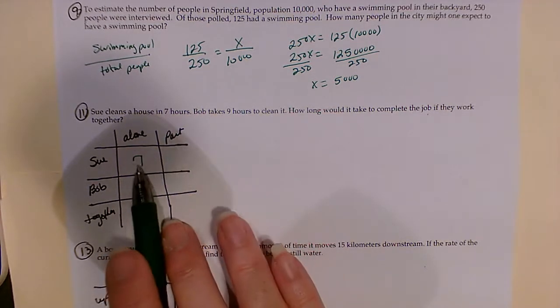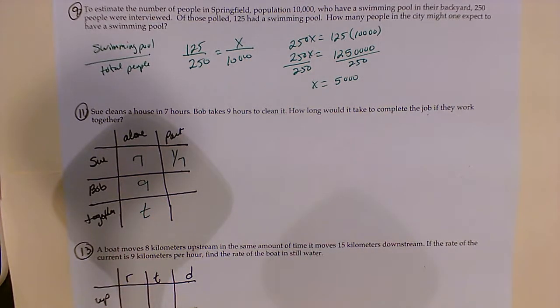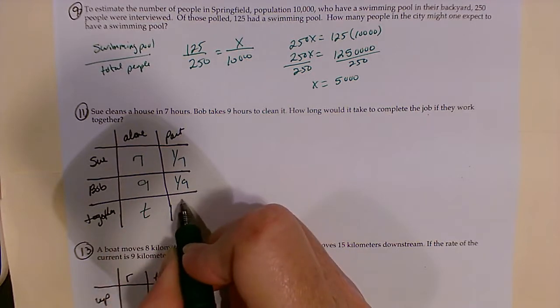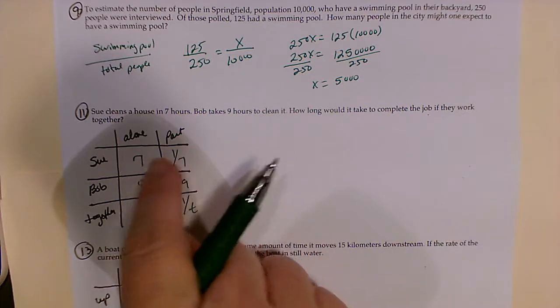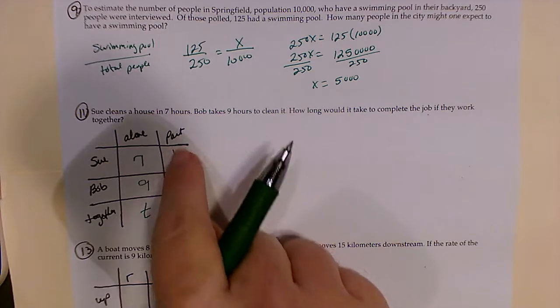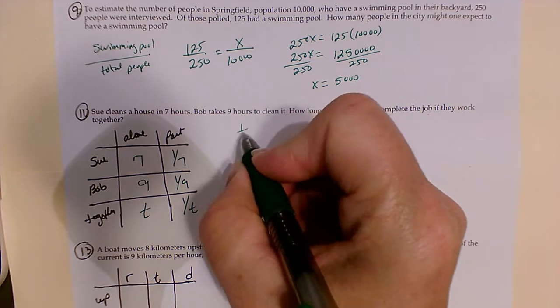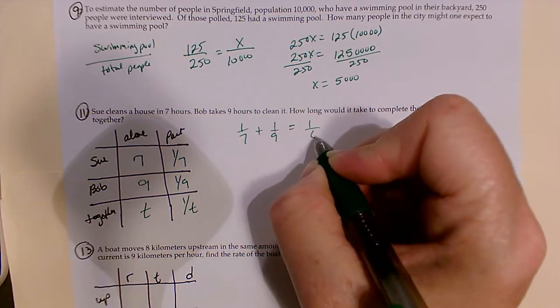So what part can Sue do in 1 hour? Well, she can do 1/7 of the job. And Bob can do 1/9. And together they'll do 1 out of t hours. So basically you're just putting each of these in the denominator and 1 on top. And this last column creates your equation. So we're going to have 1/7 plus 1/9 is equal to 1 over t.